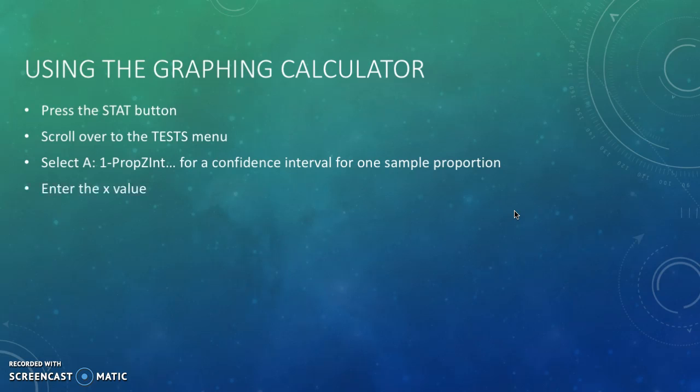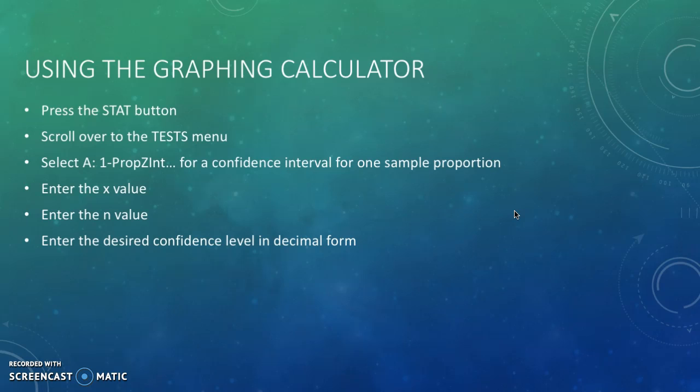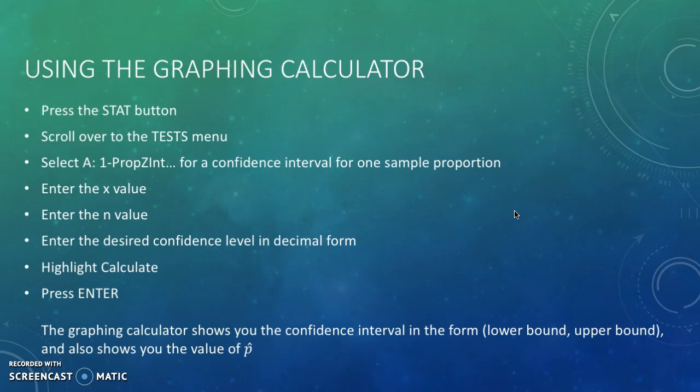It prompts you to enter the value of X, that's the number of observed successes or the number of individuals with that characteristic you're looking for. It asks you to enter the value of N, or your sample size, and it asks you to enter the C level, which is the confidence level, and you do need to type it in decimal form, not as a full percentage. Highlight where it says calculate and press the enter key.